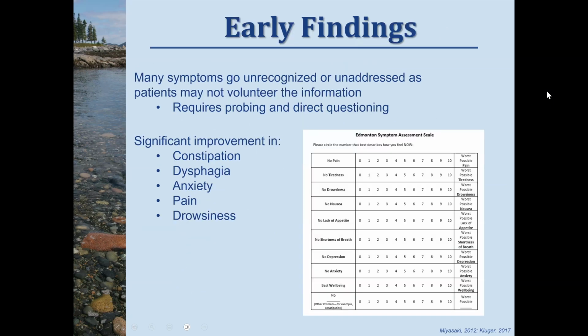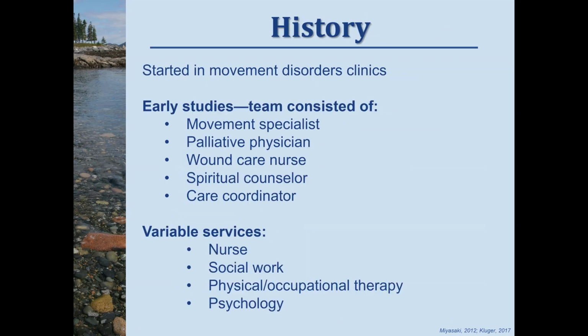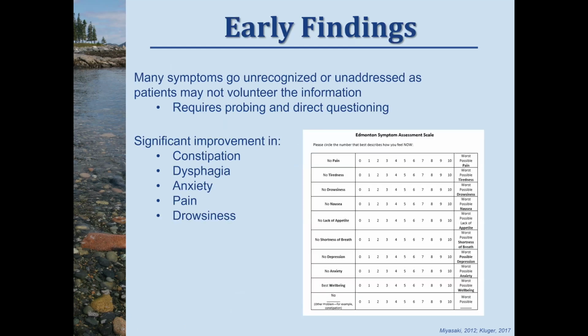Okay. Early clinics started really more on a disease focus, either like in a palliative Parkinson's clinic or in an ALS clinic. Often they had either a movement specialist or a palliative physician, a nurse, spiritual care, some sort of care coordinator, and then variable services included nurses, social workers, PT, OT, and psychology.